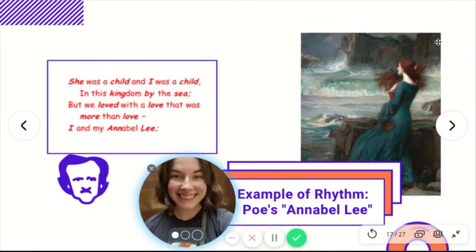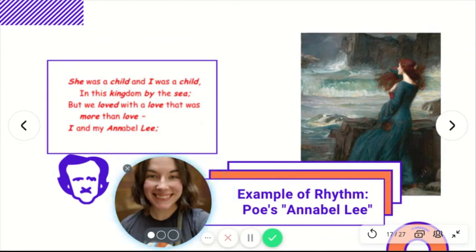Another example that's a little bit harder to tell, but definitely still there, is Edgar Allan Poe's Annabel Lee. If you read it out loud, there's clearly a rhythm going on based off of how you say the words and how you say them when they're next to each other. Part of the poem reads, "She was a child and I was a child in this kingdom by the sea, but we loved with a love that was more than love. I and my Annabel Lee."